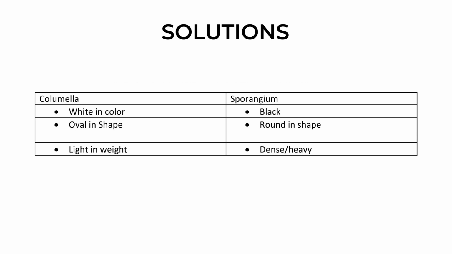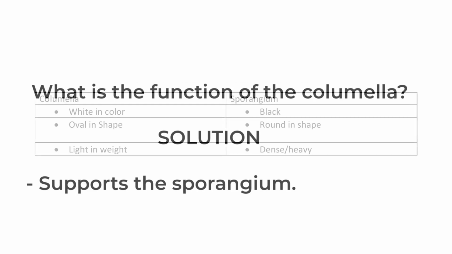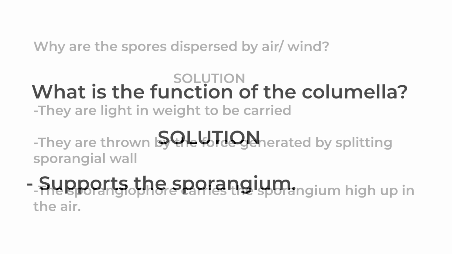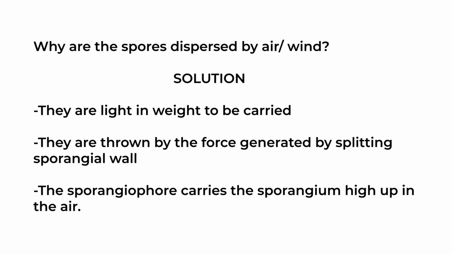The columella is white in color, the sporangium black. The columella is oval in shape, the sporangium round in shape. The columella is light in weight, the sporangium dense or heavy because it contains spores. It has a lot of nuclei and cytoplasm, so it's dense, it's heavy. Then the other question, what is the function of the columella? It supports the sporangium.